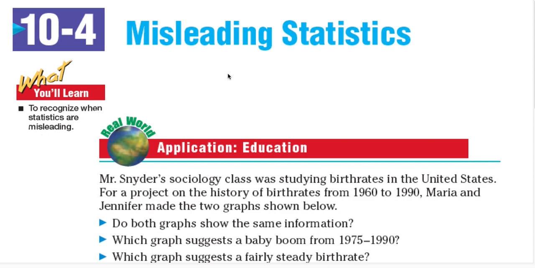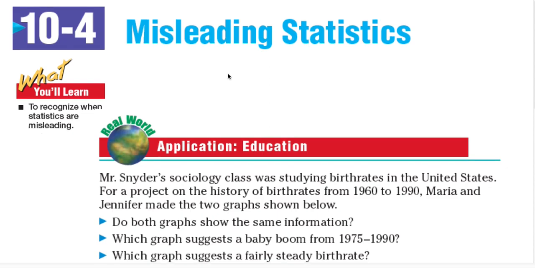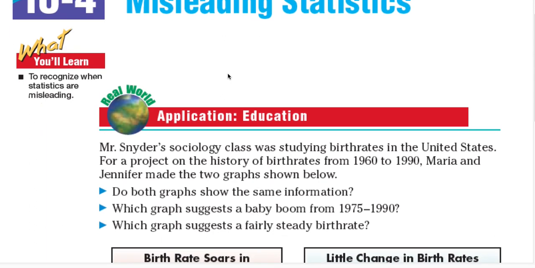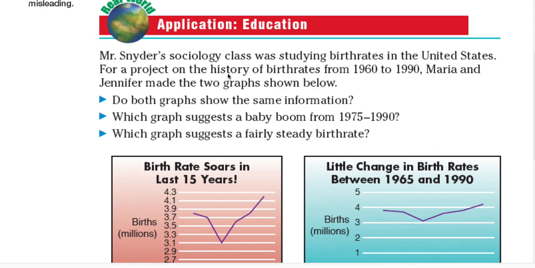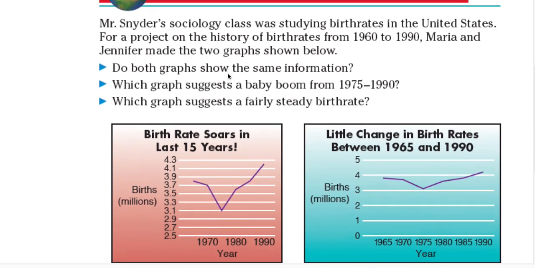Misleading statistics. The objective of this lesson is to recognize when statistics are misleading. Let's take a look at this example. Mr. Snyder's sociology class was studying birth rates in the United States for a project on the history of birth rates from 1960 to 1990. Maria and Jennifer made two graphs as shown below.